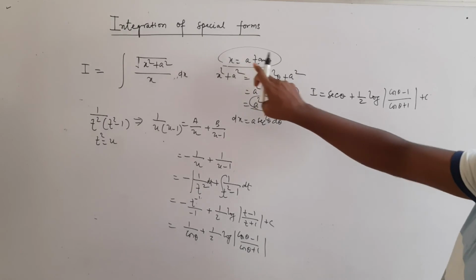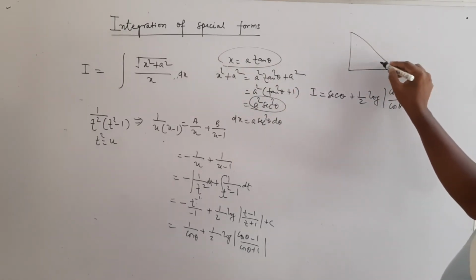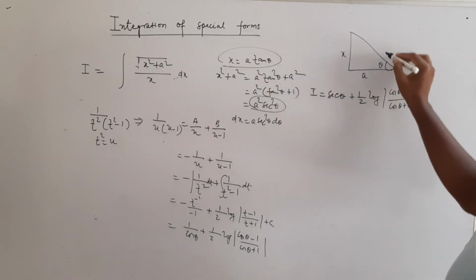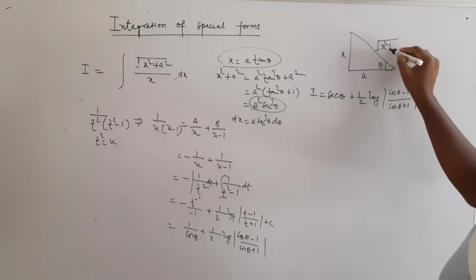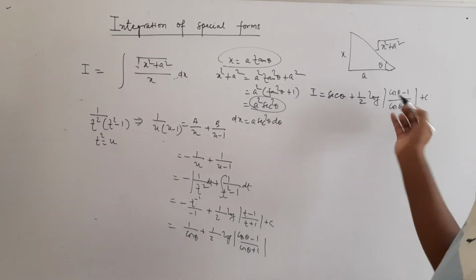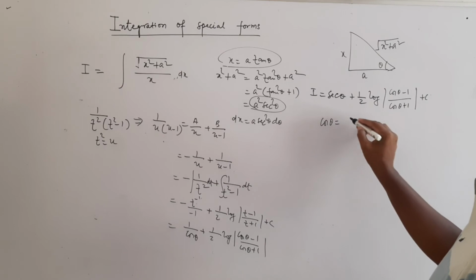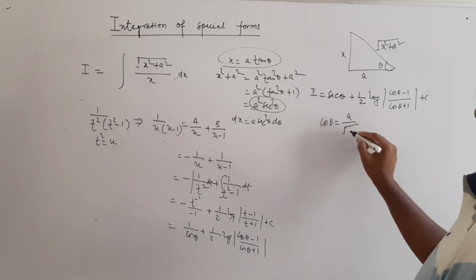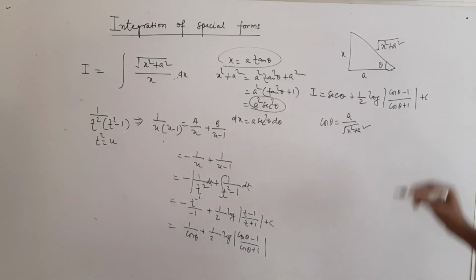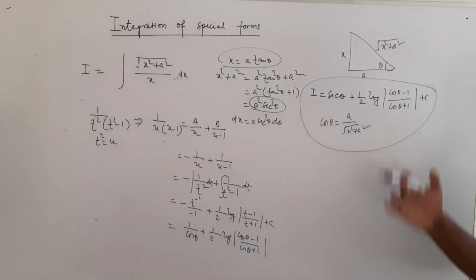If you see that x is a tan theta, it means you are working indirectly with a triangle where this angle is theta. Tan theta is x upon a, that is opposite upon adjacent, x and a. So the hypotenuse becomes under root x square plus a square. In light of this, we have found sec theta. Now just find cos theta. Cos theta is adjacent upon hypotenuse, that is a over under root x square plus a square, and sec theta is just the opposite of that. So this information together with this substitution will get you the answer.